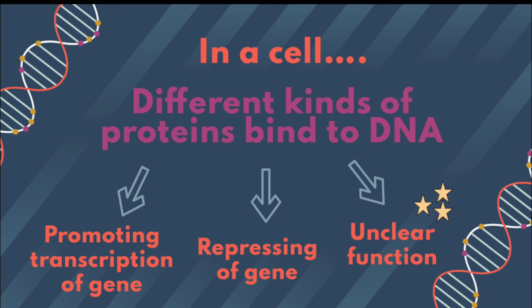Now, in a cell, all different kinds of proteins can bind to DNA. For example, one might promote transcription of a gene, and another might repress this gene. With this said, there are some proteins with a more unclear function that requires further investigation. This is where ChIP-seq comes in to help us investigate. ChIP-seq helps us explore DNA-protein interactions and helps us understand the exact binding sites to which our protein of interest is bound. ChIP-seq identifies the location in the genome bound by proteins.